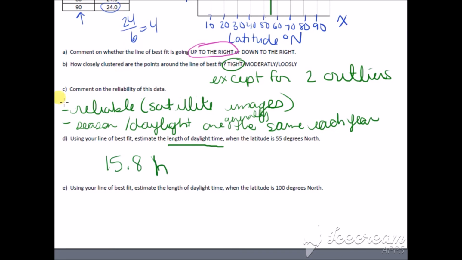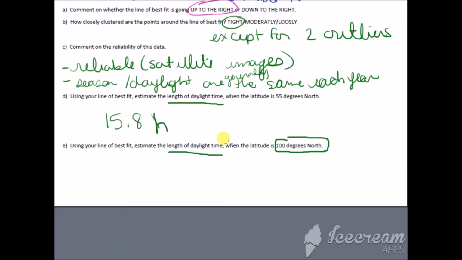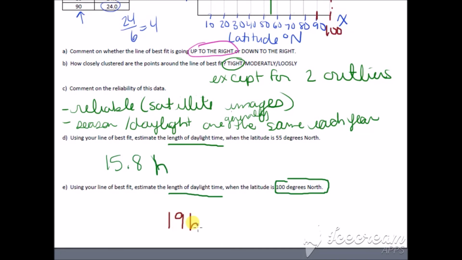Hours. Okay, and again, using your line of best fit, estimate the length of daylight time when the latitude is 100 degrees north. Going back up here, this is what I want to point out for this one. The data stops at 90. However, because we've shown a trend, we can locate where 100 is, and I'm doing this in deep purple red, and we can follow it up to where the line of best fit would be, and then carry it over. So I would say 16, this would be 18 here. Let's go 19, so just easily 19 hours.